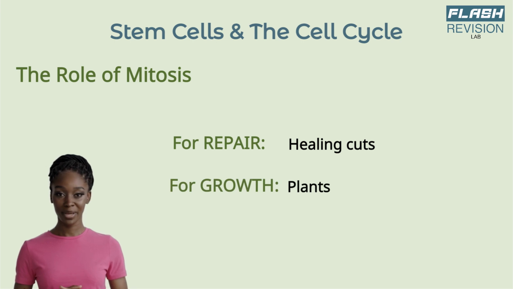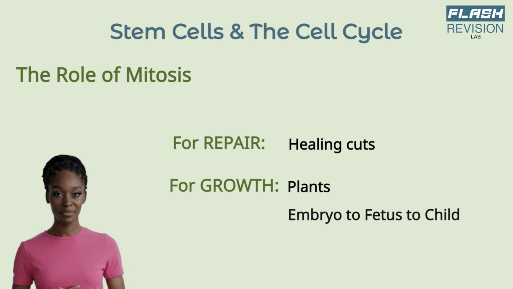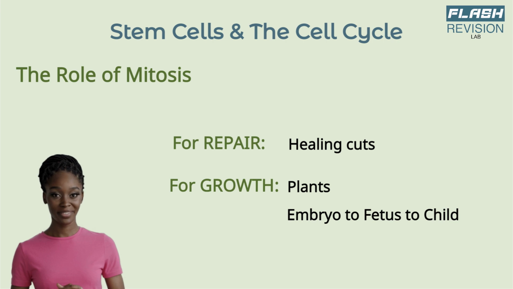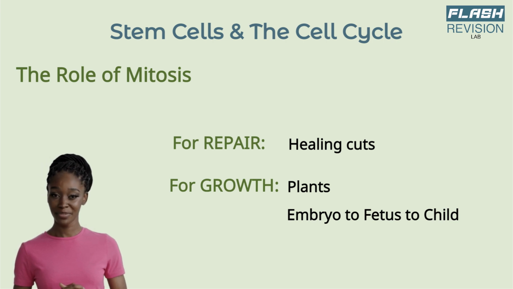Another example is when a plant grows taller or wider. Mitosis takes place in the plant's meristem tissue, generating new cells to support this growth. Lastly, when a baby grows into a child, and then into an adult, mitosis occurs in various tissues, like muscle and bone, to enable this growth and development.